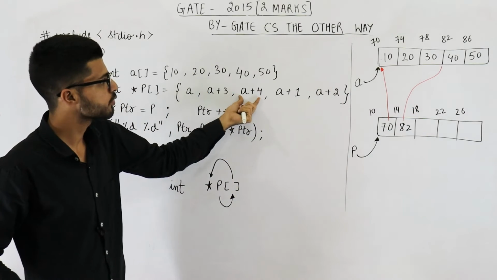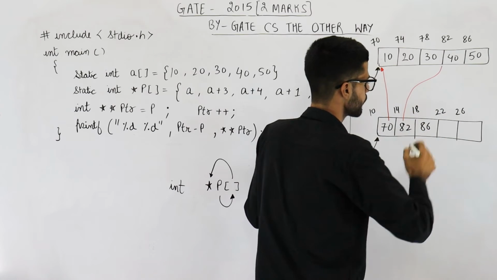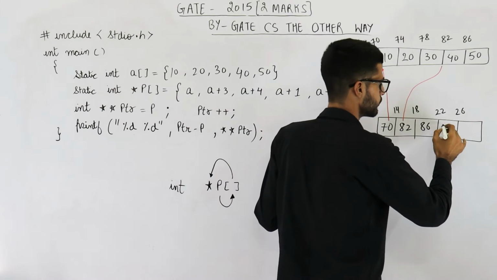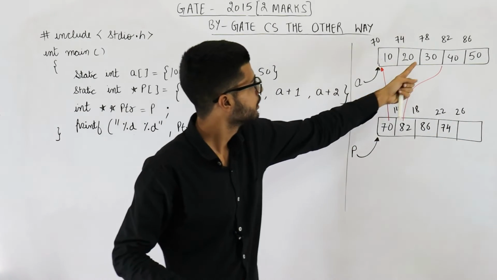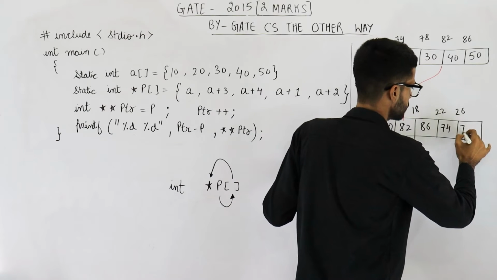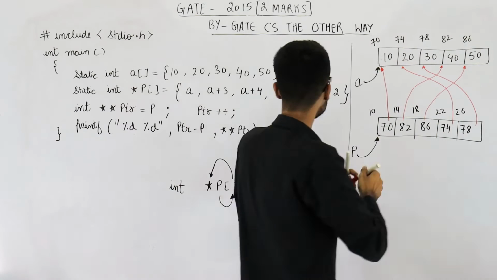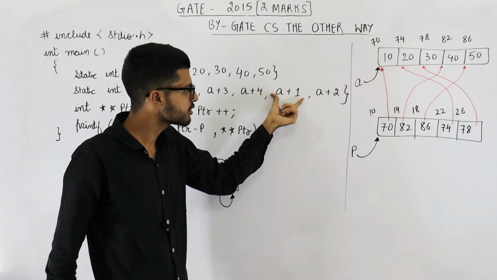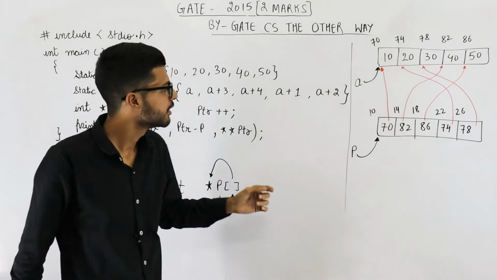Similarly, A plus 4 means 86. 86 is saved here. This one is A plus 1, that is 74. And last element is A plus 2, that is 78. Now see, A is some address. That means A plus 1 will also be an address only. Okay, so these are all addresses.